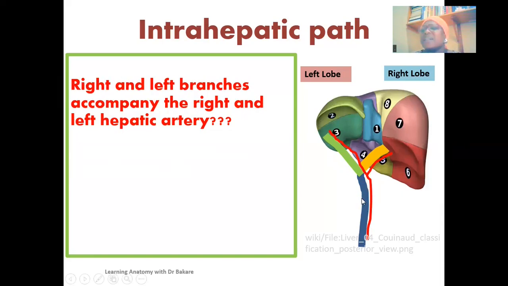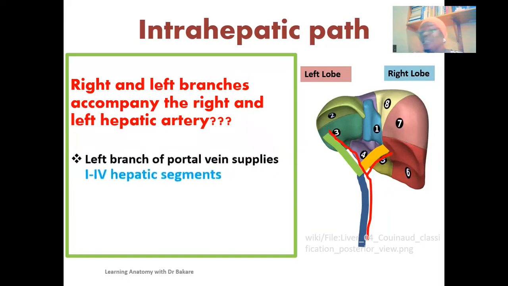So you see the portal vein and the branches that emerge from it being accompanied by the hepatic artery. And this is what is presented in this image. So you see them, they go side by side. While the hepatic artery will be supplying oxygenated blood, the portal vein will be supplying nutrient-rich blood. So they go side by side. As one is supplying oxygen-rich blood, the other one is supplying nutrient-rich blood to the different hepatic segments.